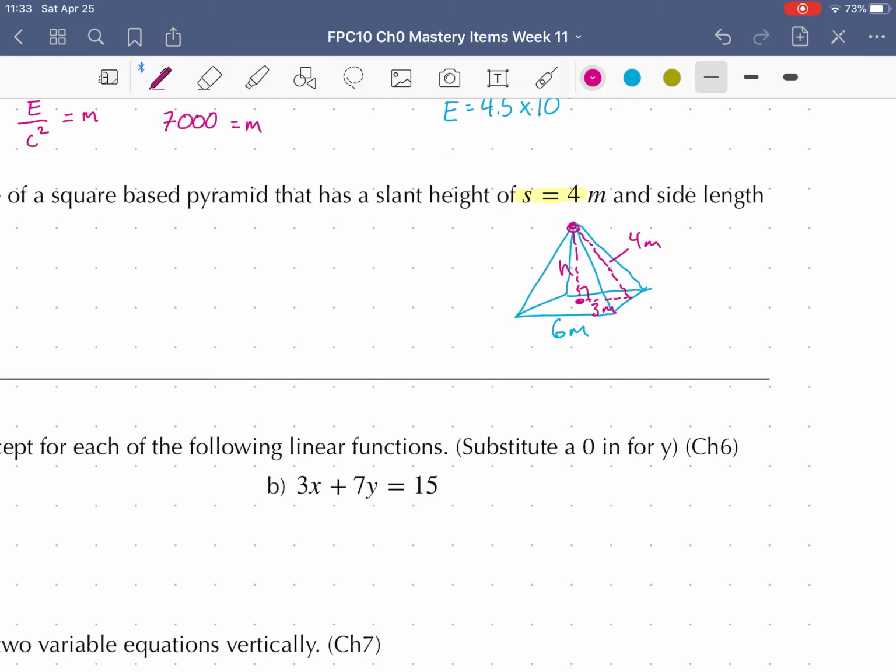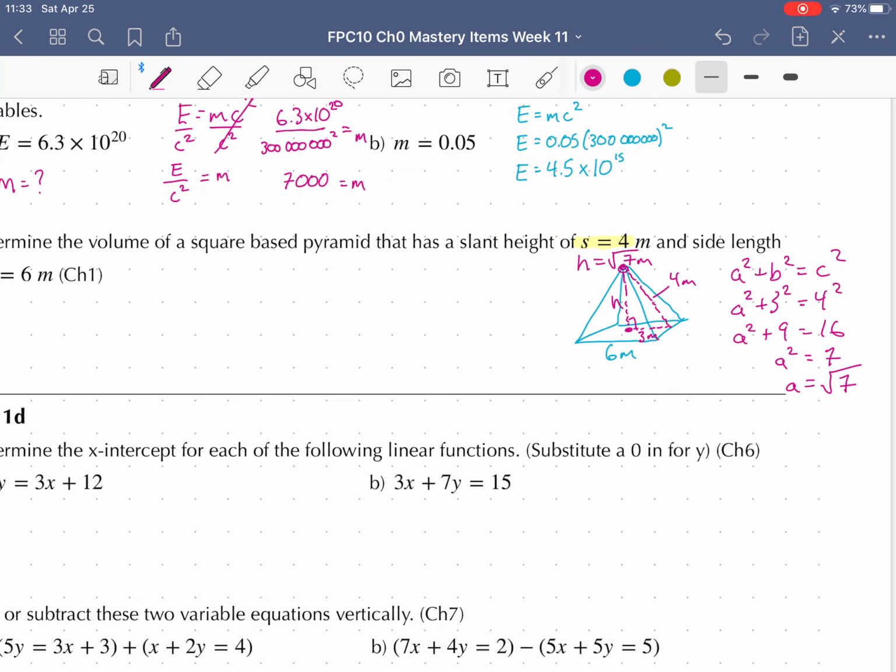Now I'm trying to figure out my height. So I'm going to use a squared plus b squared equals c squared. My c is 4, so 4 squared. A squared plus 3 squared. So a squared plus 9 equals 16. So a squared is equal to 7. So a is equal to the square root of 7. I'm just going to leave it as the square root of 7 right now, because I don't want to write out decimal numbers. So my perpendicular height is equal to the square root of 7 meters.